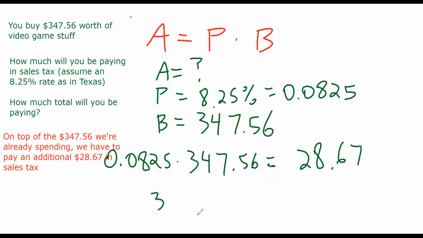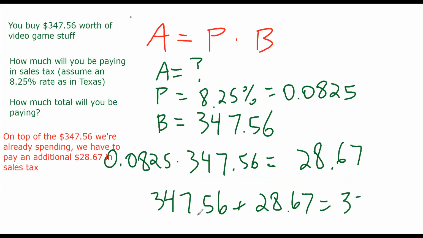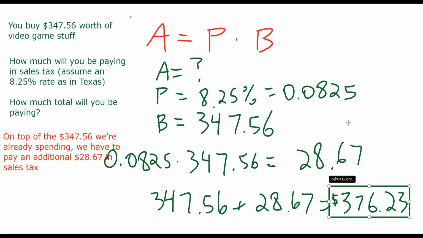If you add them together, the 347.56 plus the sales tax, this is how much we're literally going to be spending out of our pocket. So $376.23. And that's a dollar sign in front of it. That's how much is literally leaving our pocket to purchase $347.56 worth of goods. That's a lot of Mountain Dew gamer fuel, bro, as it is often said.